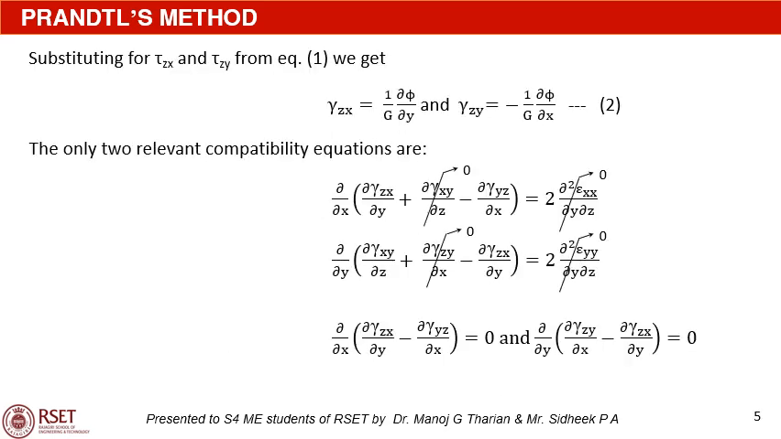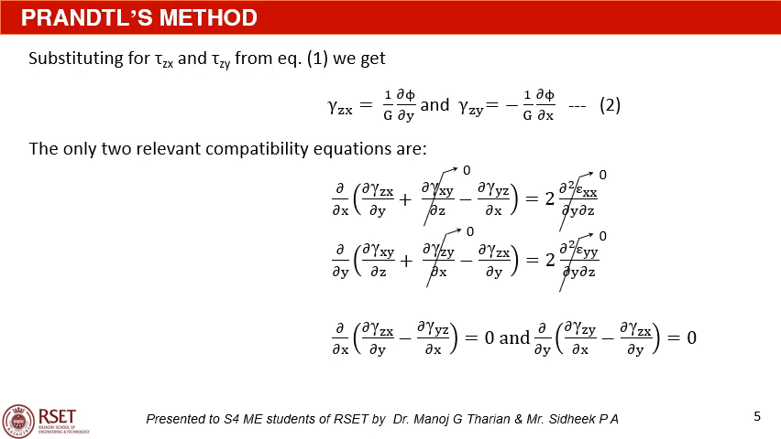Substituting for the shear stress components tau zx and tau zy in terms of the Prandtl stress function, we get the shear strain components gamma zx equal to 1 by G into dou phi by dou y and gamma zy equal to minus 1 by G into dou phi by dou x.